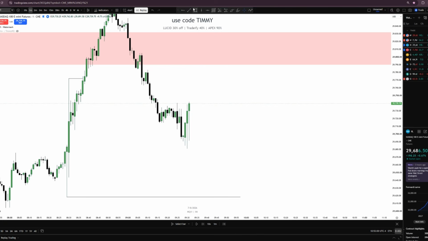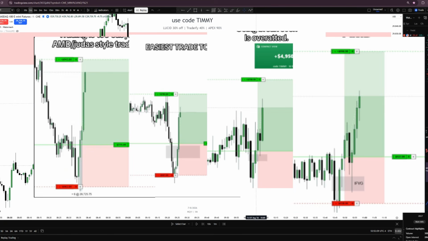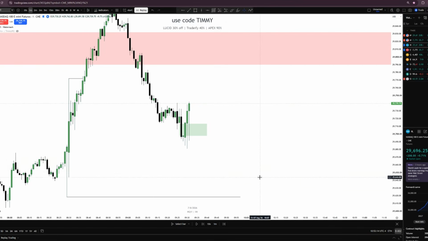Looking at market open on the 1 minute, we did get an AMD style setup. And this is quite literally my bread and butter style setup. I'll put some pictures on screen now. I've taken this exact same trade probably 50 times in the past 2 months. Like this AMD style Judas Swing style setup just happens all the time.